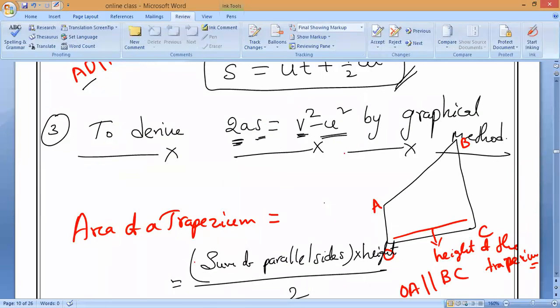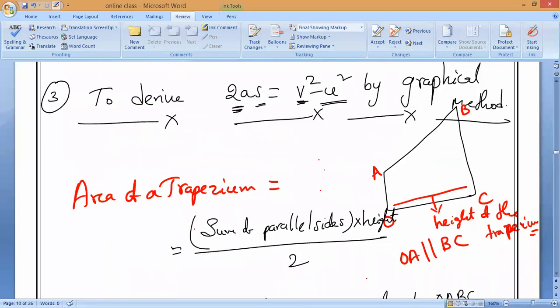Now the third equation you can solve, and everybody, by the next offline class, everyone should learn all three equations by the graphical method and all the equations by the mathematical method. Everything you have to derive in the first 30 minutes of the next offline class. Is it okay, guys? Everybody must learn and come. I'm telling you very seriously. Everybody should write. Okay, Danishkar? This is the third equation, the area of a trapezium.